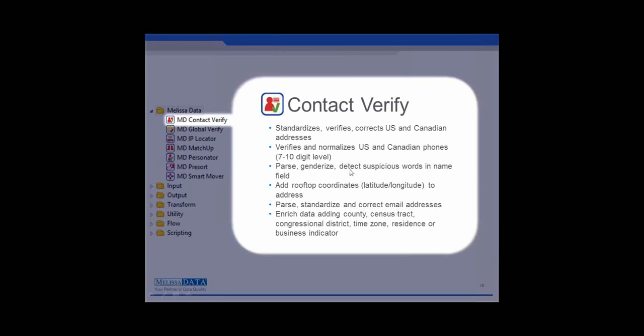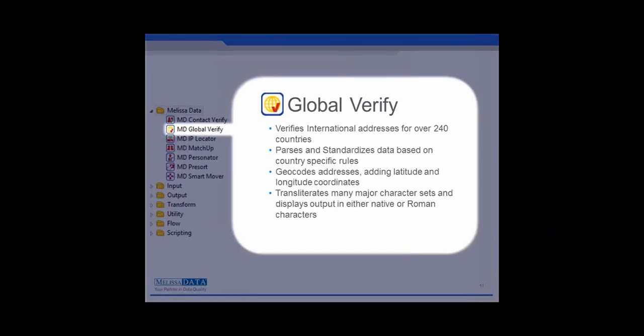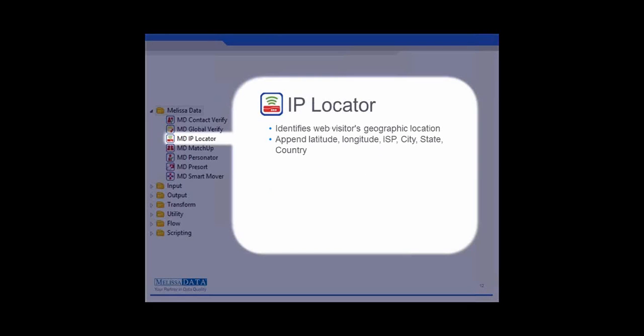Our next component is the Global Verify component. It standardizes and corrects addresses, international addresses for over 240 countries. And we can even append geocoordinates for a lot of those addresses. Number Locator component. Using the visitor's IP, we can return the geographic location and append latitude and longitude, as well as some other information for that IP.